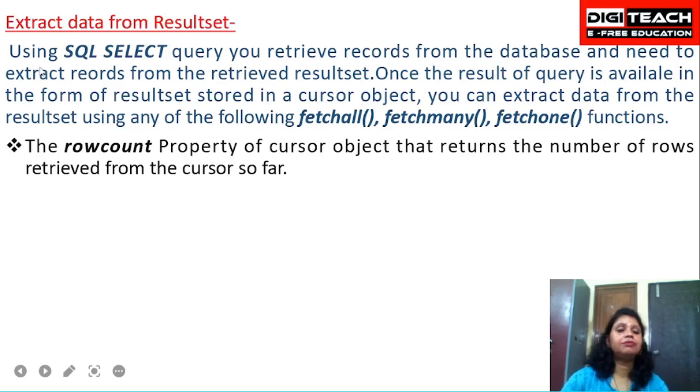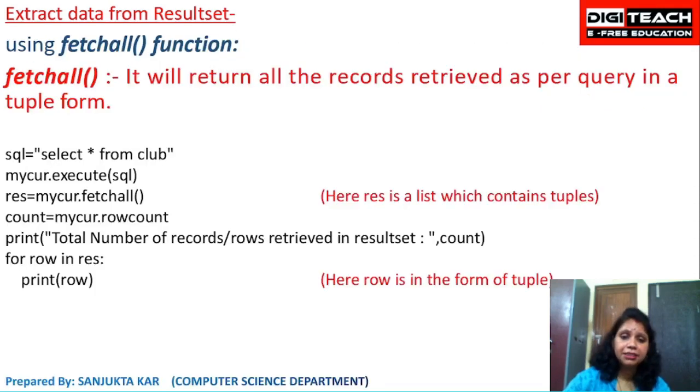So friends, when you use the SQL select query, at that time we retrieve the records from the database and need to extract records from the retrieved result set. Once the result of the query is available in the form of a result set stored in the cursor object, we can extract data from the result set using any of the following methods. With the select command we can use fetchall, fetchmany or fetchone function to extract the records. And another property, that is rowcount. Rowcount is not a function. Remember students, rowcount is not a function. That one is a property of the cursor object that returns the number of rows retrieved from the cursor so far, right?